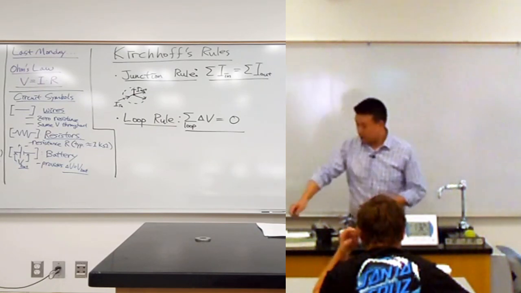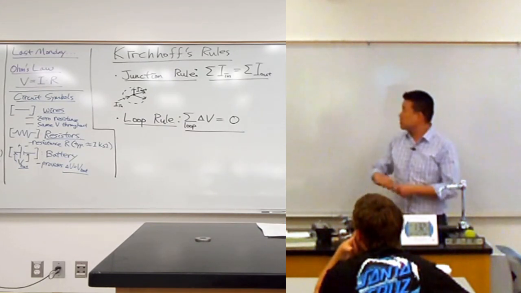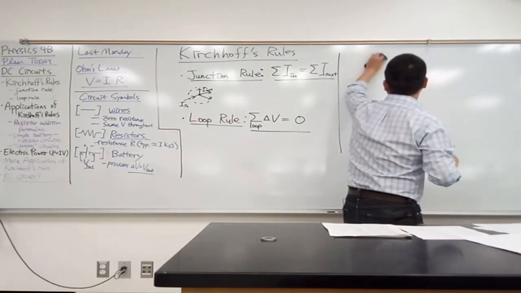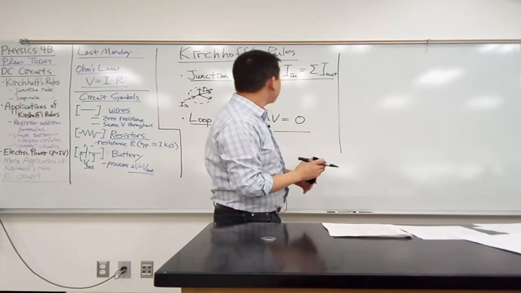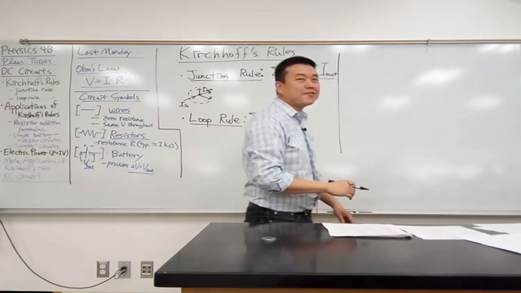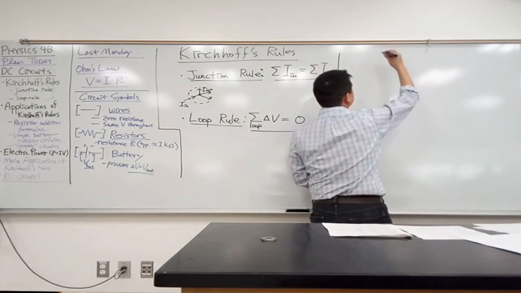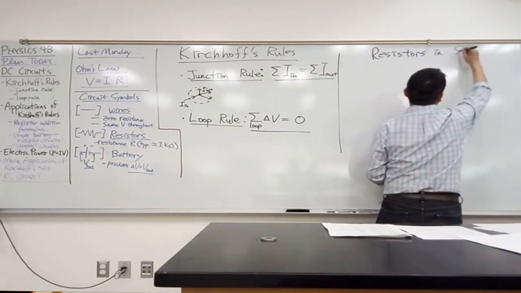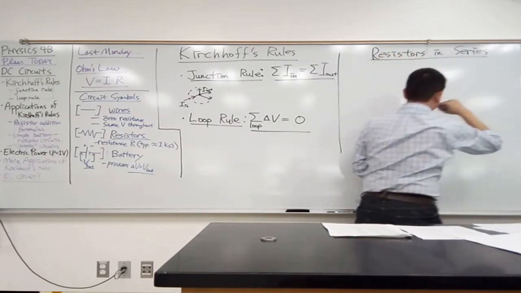So let's do that. Let me draw the two circuits for doing exactly that. The first circuit that we'll look at using Kirchhoff's rules is resistors in series. This is actually the easier one. It kind of looks like this.